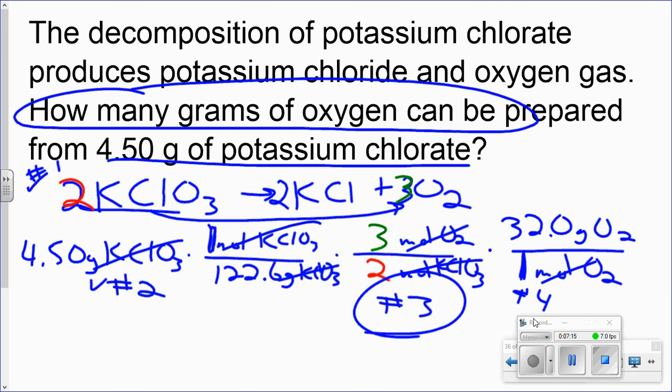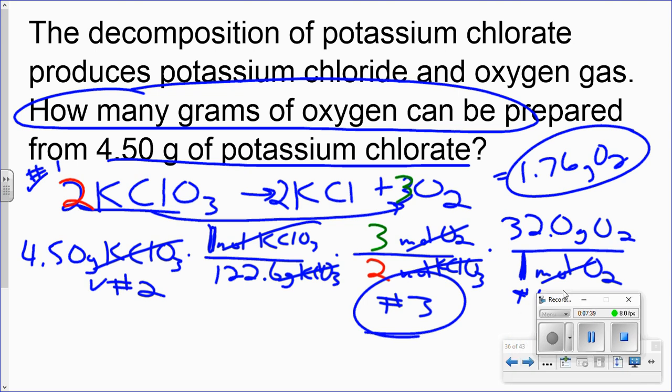4.50 divided by 122.6, press equals, times 3, press equals, divide by 2, press equals, times 32, press equals, you end up with 1.76 grams of O2 produced. Okay, so that's that problem. I think we have time for at least one more. Let's get rid of this.